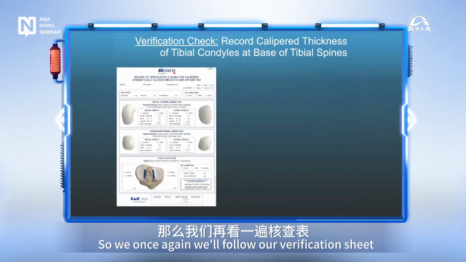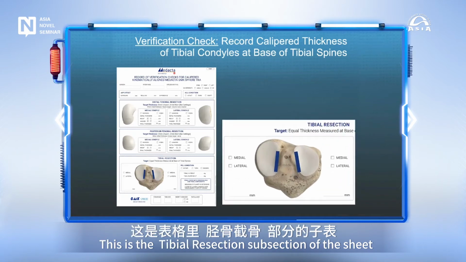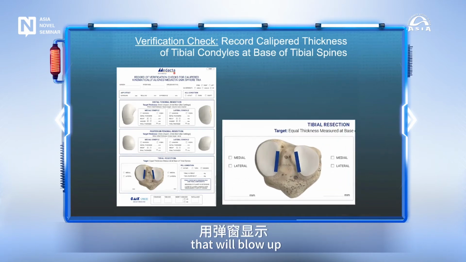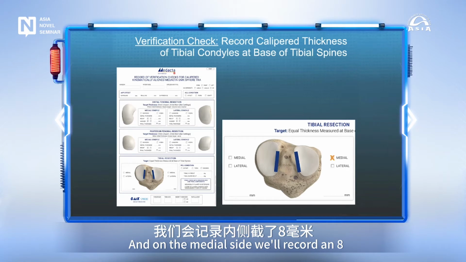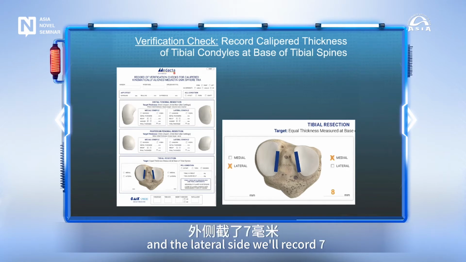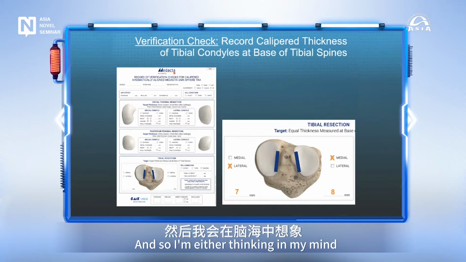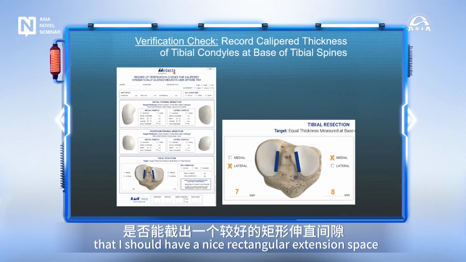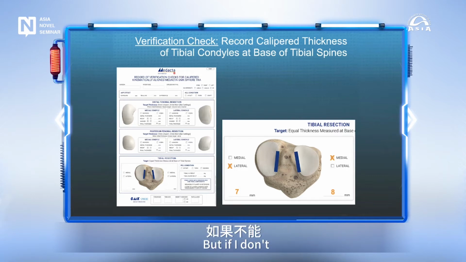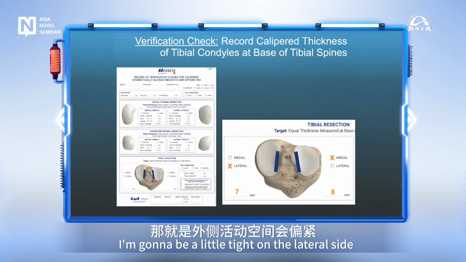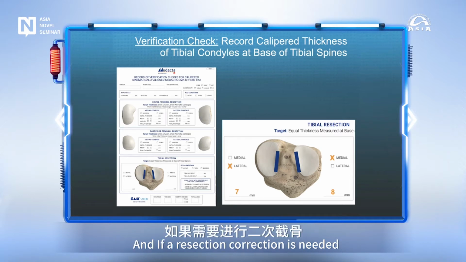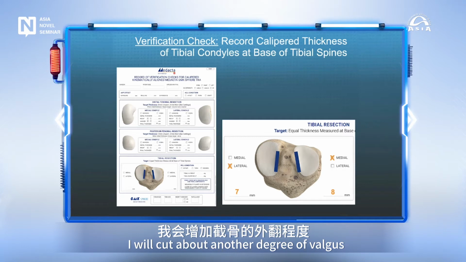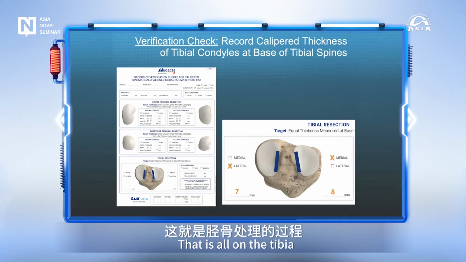So we, once again, will follow our verification sheet. This is the tibial resection subsection of the sheet that will blow up. On the medial side, we'll record an 8, and the lateral side we'll record a 7. I'm thinking in my mind that I should have a nice rectangular extension space, but if I don't, I'm going to be a little tight on the lateral side. And if a resection correction is needed, I will cut about another degree of valgus. That is all on the tibia.